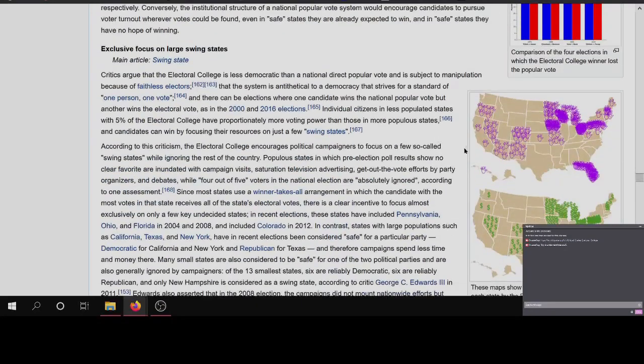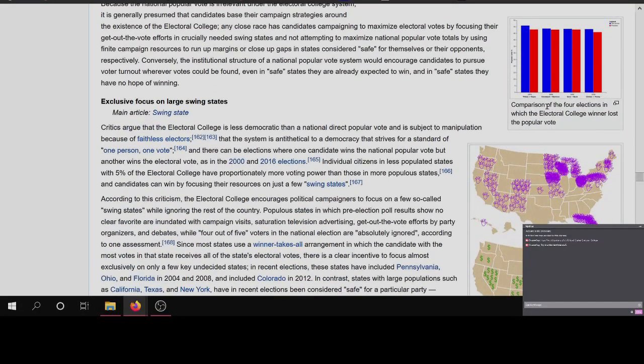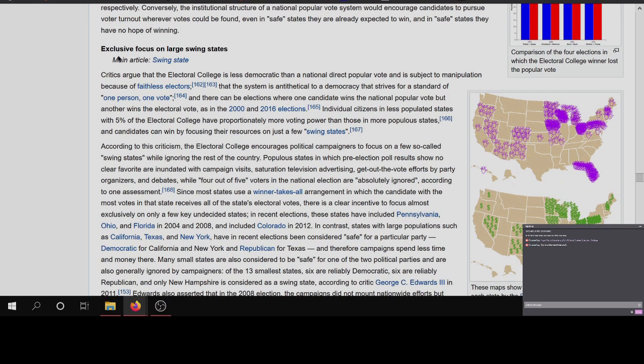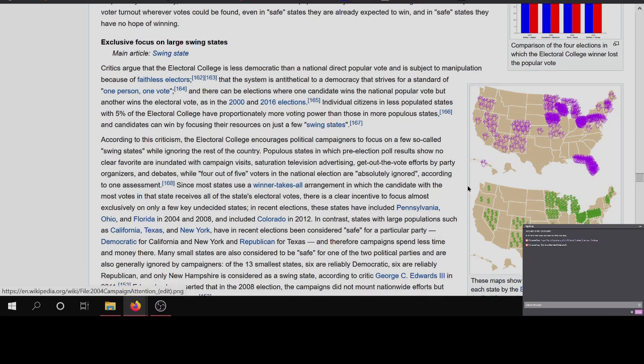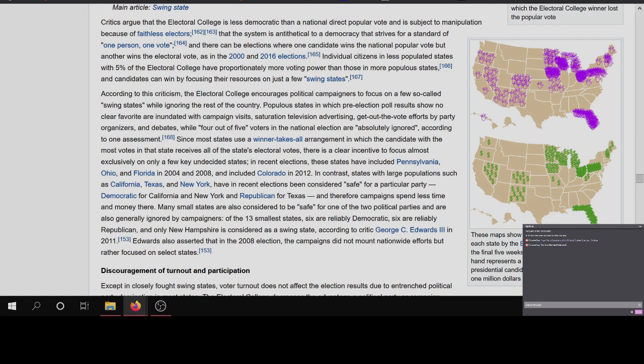So, plurality and its importance in the popular vote. A comparison of 4 elections in which the Electoral College winner lost the popular vote. Exclusive focus on large swing states. So we have it here. This map shows the amount of attention given to each state by the Bush and Kerry campaigns during the first 5 weeks of the 2004 election.